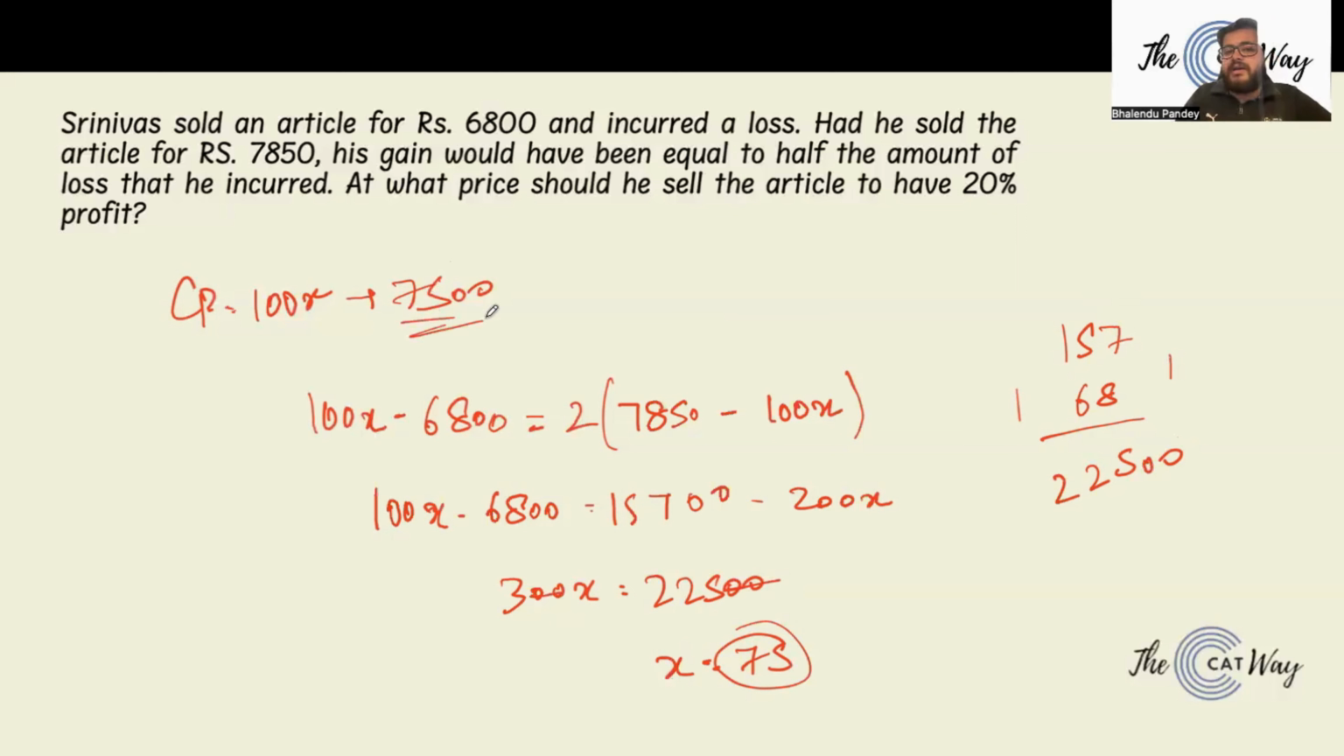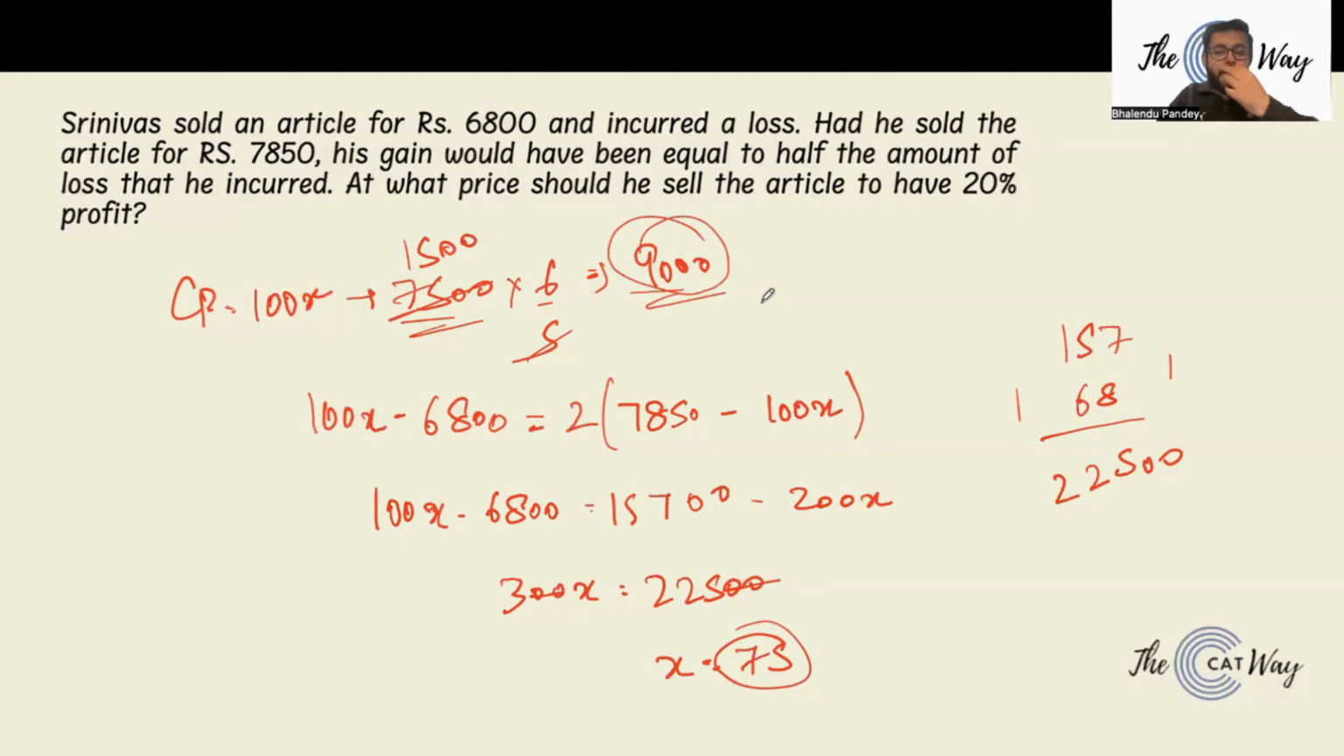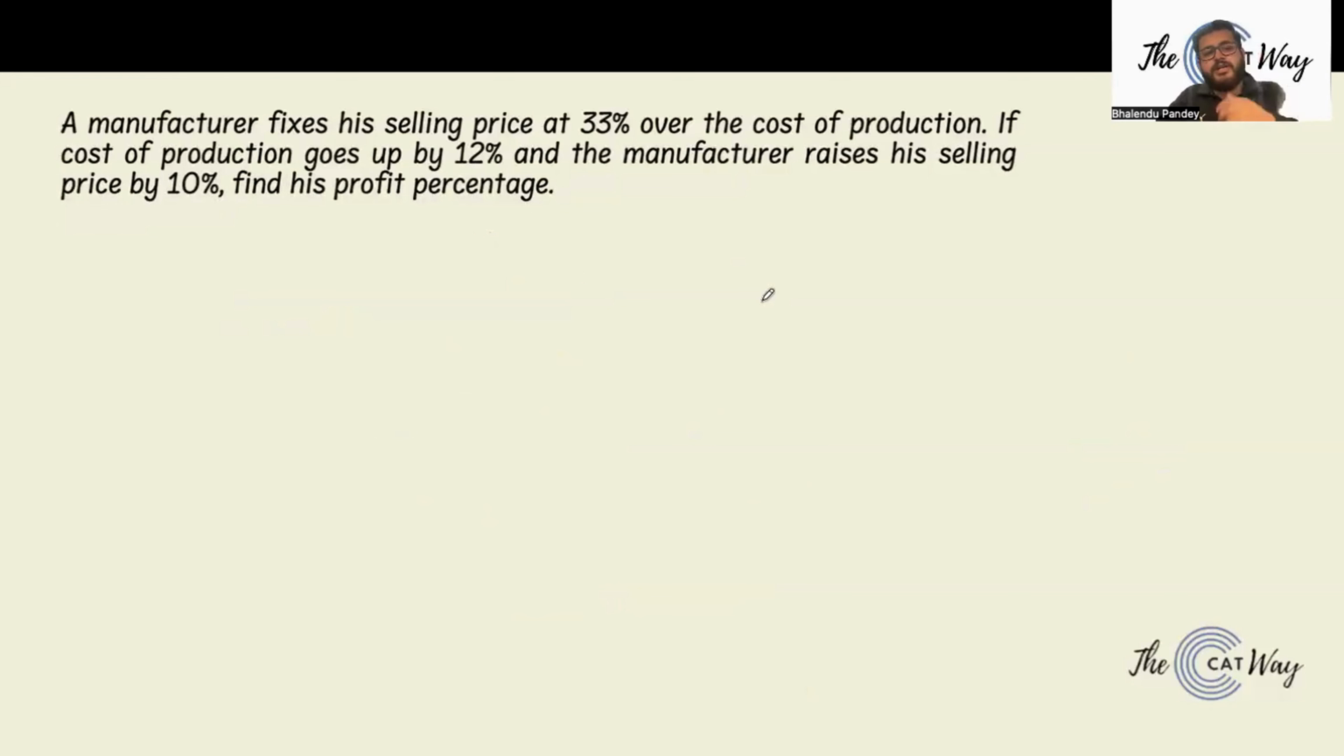Now to have an article being sold at 20% profit, that means he must sell it at multiplied by 6 by 5. Because 20% profit multiplying factor is 6 by 5. This goes 1500. 1500 into 6 gives you 9,000. To get a 20% profit, the article must be sold for 9,000 rupees. That's your correct answer. Right? So one last question in this one.